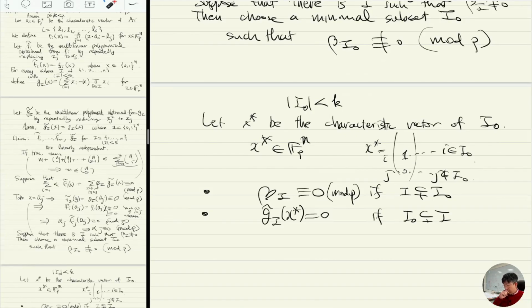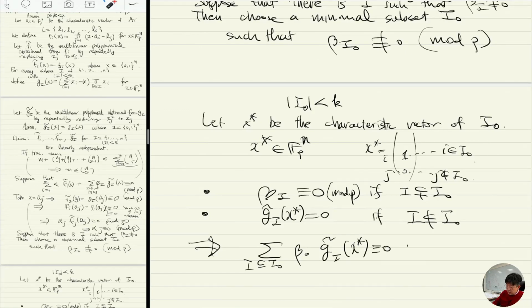And what else? Actually, I should say, the better way is: if I is not a subset of I0, then this is 0. If I contains any element not in I0, then it's 0. So what do we know then? Then we know that for all subsets, beta_I times g_i tilde of x star is 0 modulo p.